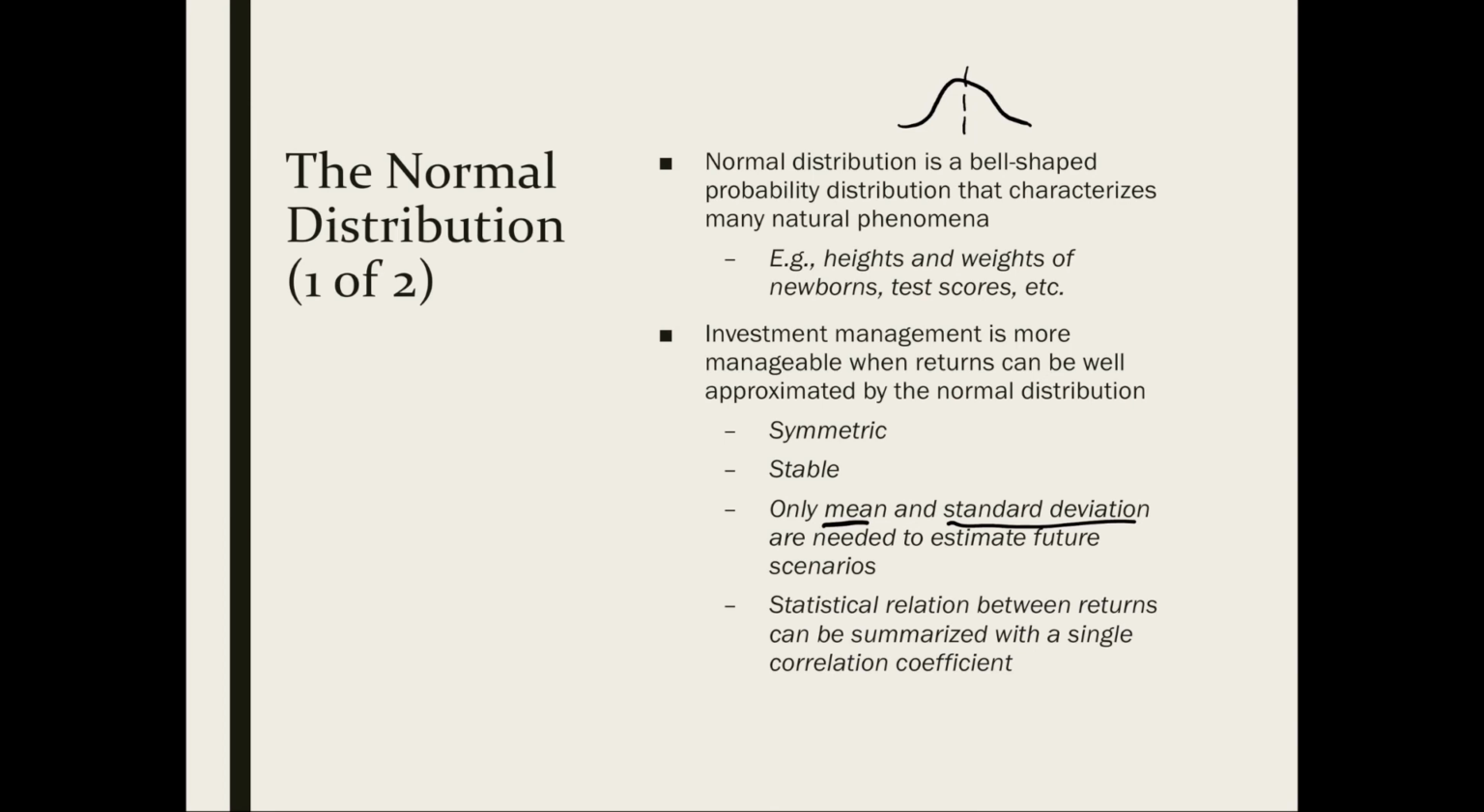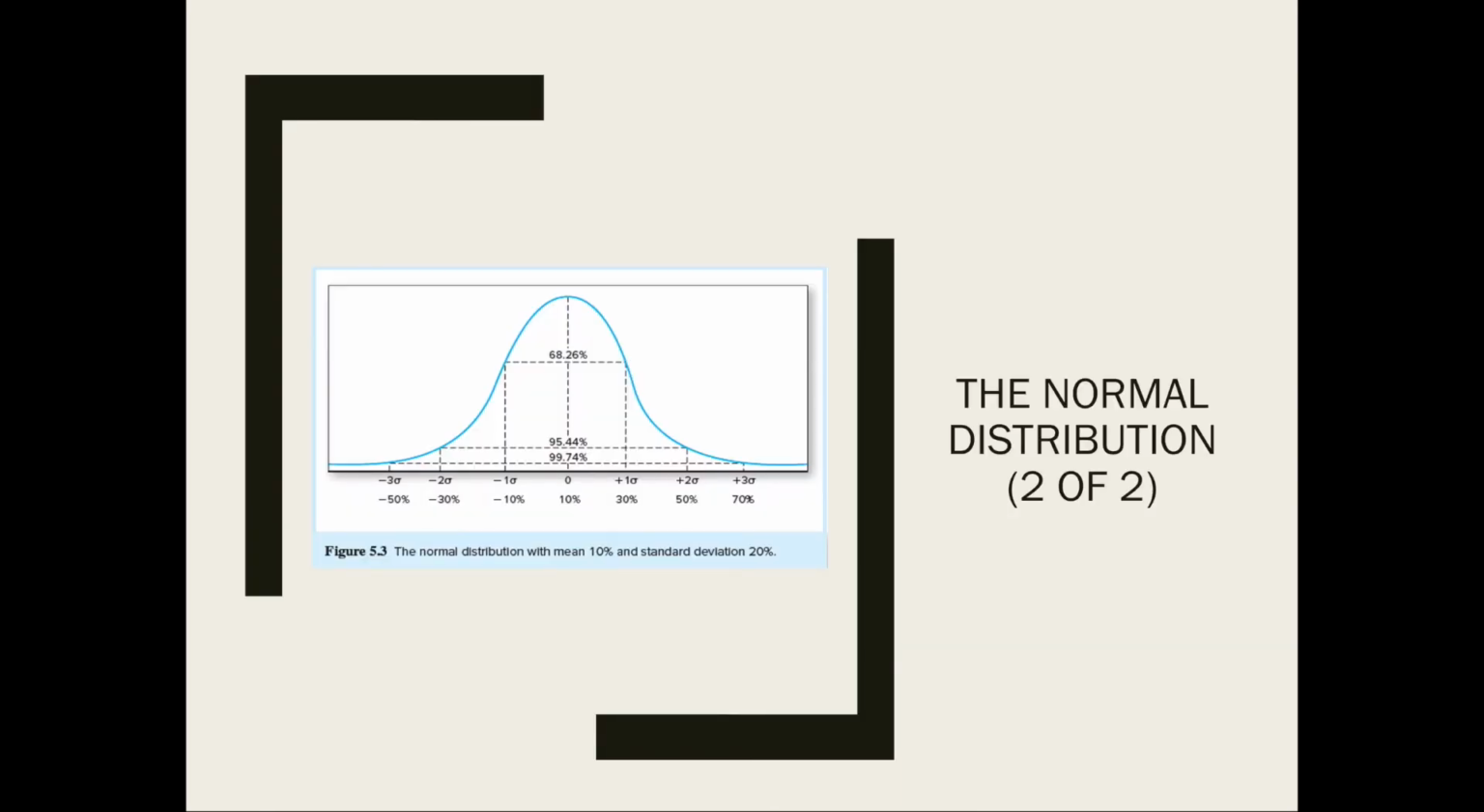So let's take a look at normal distribution and what this bell curve looks like. As you can see there in the middle, you would have your average return, so a mean of 10%. That is in the middle of our normal distribution. What normal distribution can help you identify is where a return falls in relation to that mean. So here we have a standard deviation of 20%.